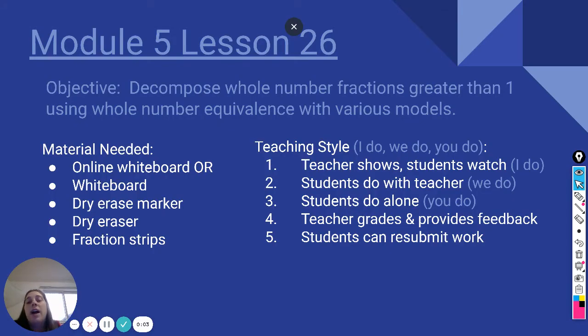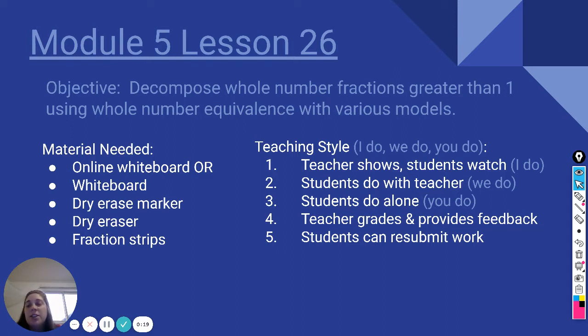Today we're doing Module 5, Lesson 26. The objective is to decompose whole number fractions greater than 1 using whole number equivalents with various models. That sounds like a mouthful, but we're going to break it down.